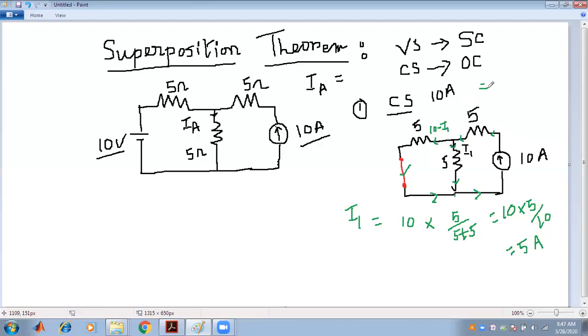Okay, I1 is 5 ampere when the 10 ampere current source is active. This is the value when the 10 ampere source is active.